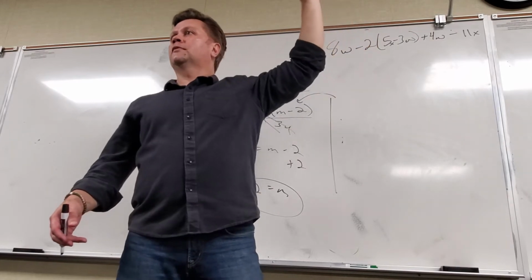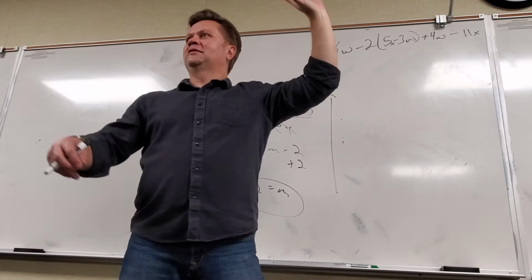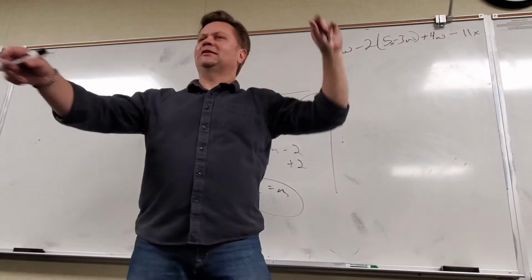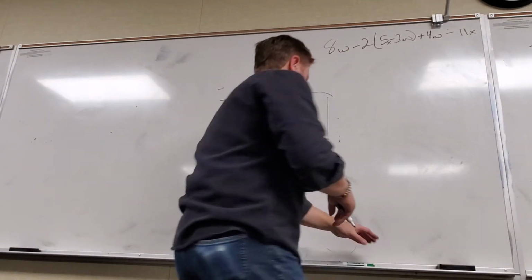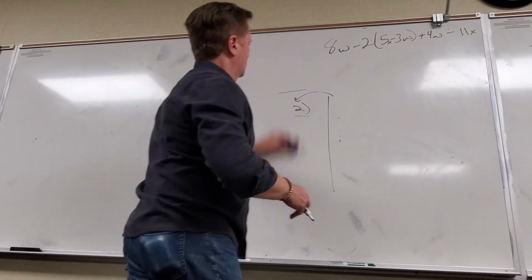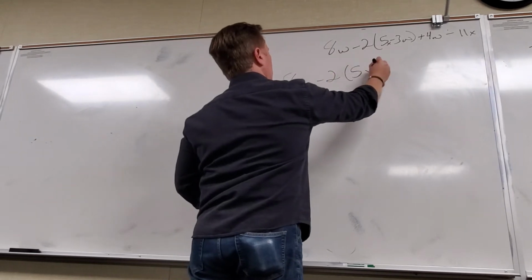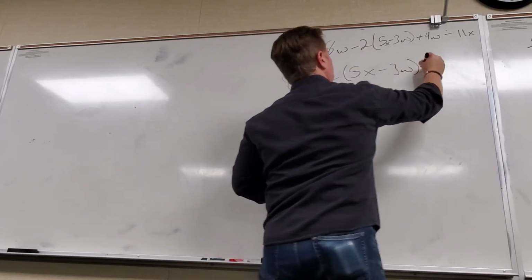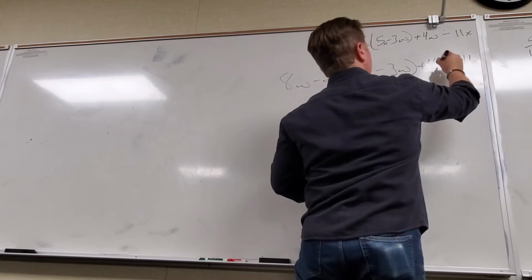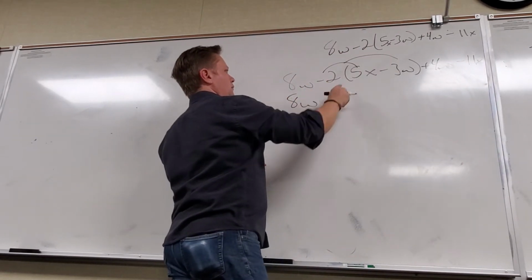I can't read it. You can always get closer. I know. Okay. Let me rewrite it. Has everybody got this here? So let's see. 8w minus 2 times 5x minus 3w plus 4w minus 11x. So first distribute. What do I get?